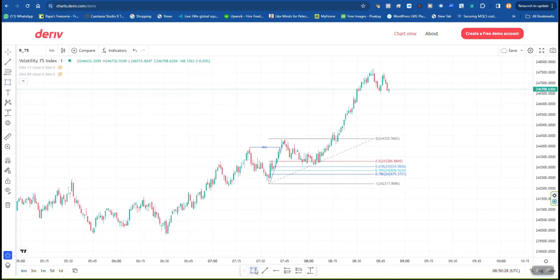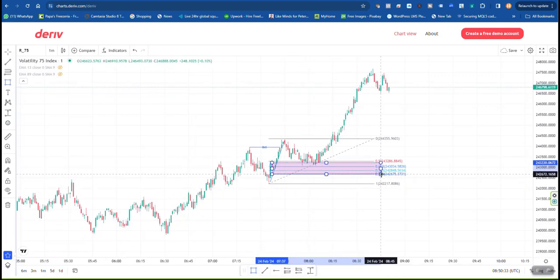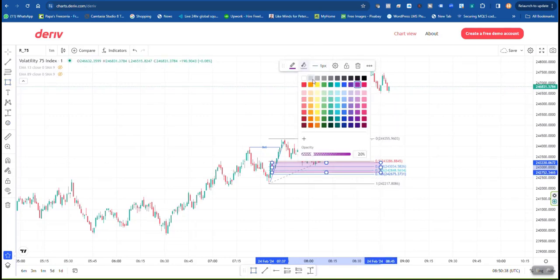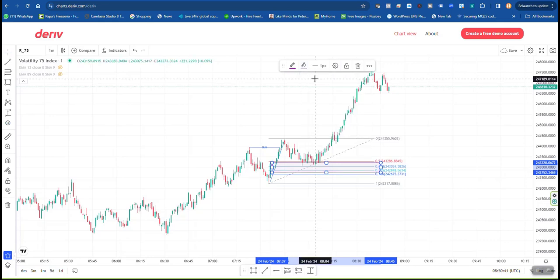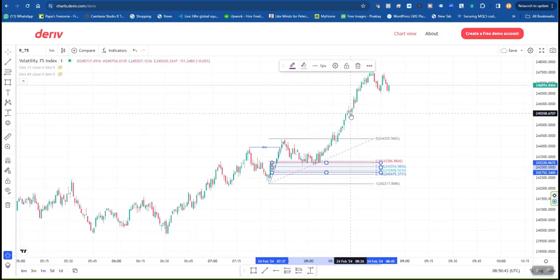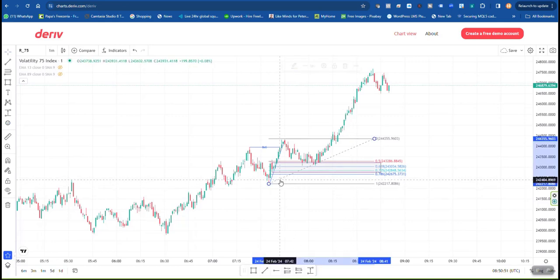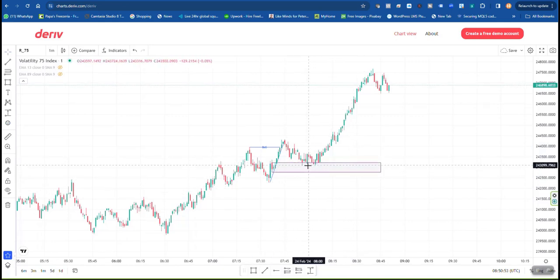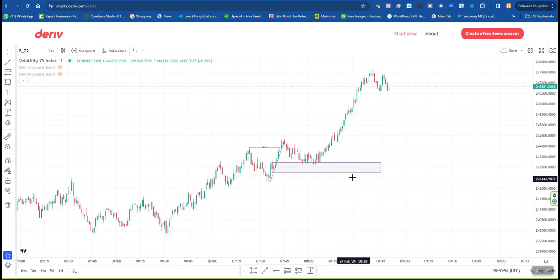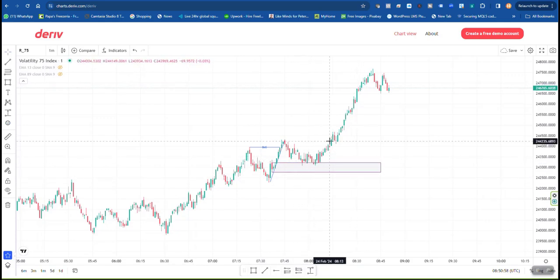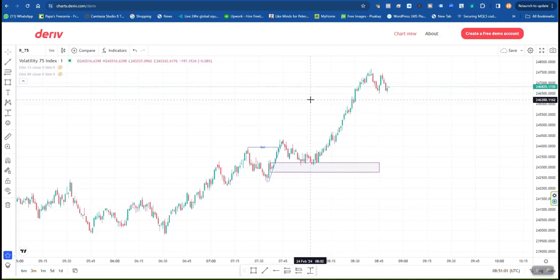So let's grab this. Ideally this is where I want to take my positions from. All right, and that's where price came in and I just took the trade. So let's delete this. This is exactly where I took my trade from. It just hovered a bit and I went for 5 to 1 on this.